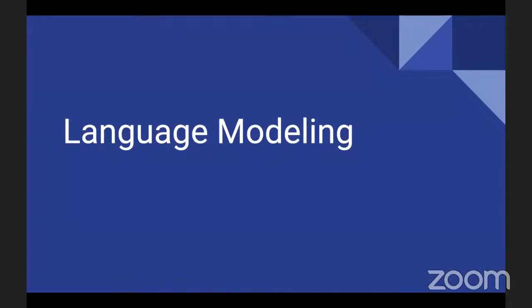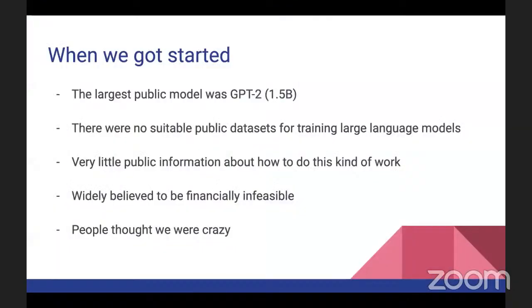So the thing we're best known for is our work on language modeling. When we got started almost exactly a year ago, the largest public model was GPT-2, 1.5 billion parameters, but larger models had been announced as existing. They just hadn't been shared with the public, most notably GPT-3.